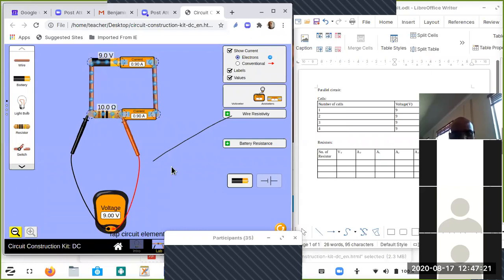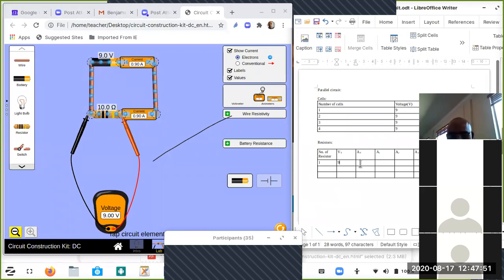I'm going to complete the table that is on the right-hand side of my screen. It says resistors. The number of resistors we are having is 1, right? Then we have got VT, that's the total voltage. The total voltage is the voltage supplied by the source of electricity. And we said it's 9.0. So I'll just write 9 volts there.